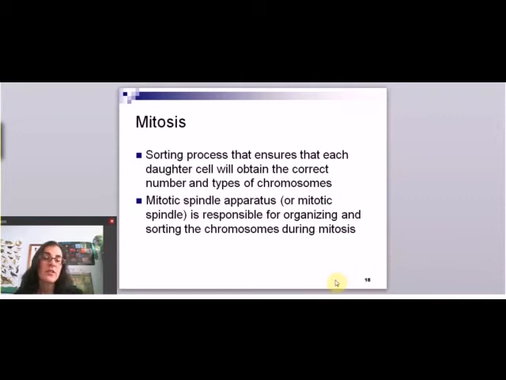So again, mitosis is going to divide the cell and the DNA, and it's really important that it sorts the chromosomes so that it gets the exact same number of chromosomes into the daughters as were present in the mother. So it's really an elaborate sorting of the chromosomes. And in order to sort the chromosomes, it's going to use something called the spindle apparatus, or the spindle for short. The spindle is going to be what grabs onto the chromosomes and sorts them and moves them around.